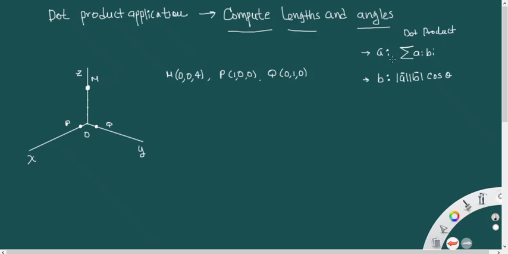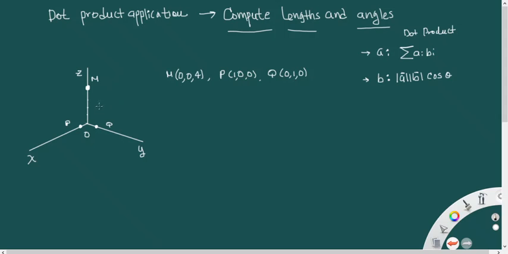The first one is the addition of the products between the elements of the components, A sub i times B sub i. And the second way to calculate the dot product is the length or the modulus of the first vector times the modulus or the length of the second vector, and that times the cosine of the angle between these two vectors.